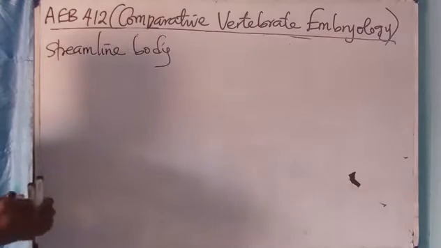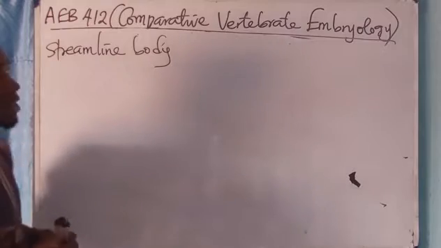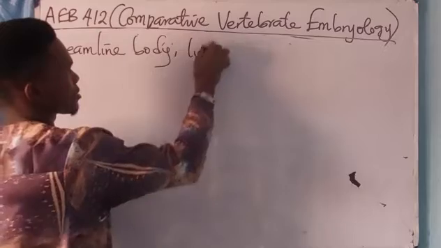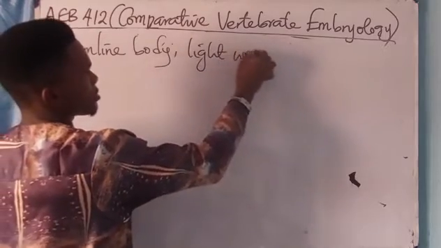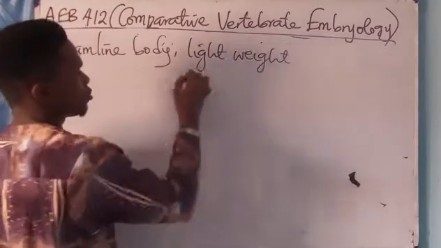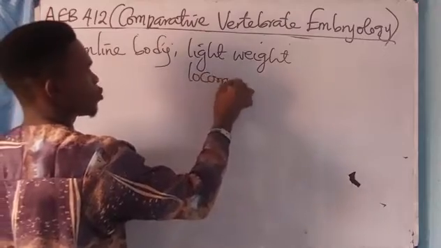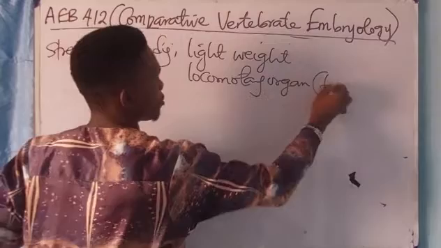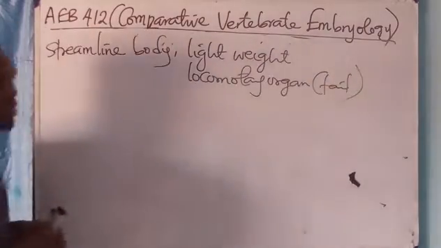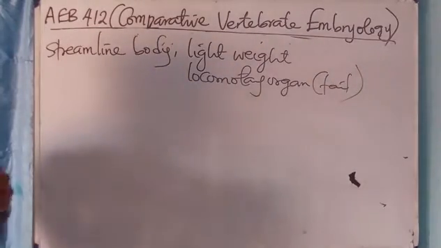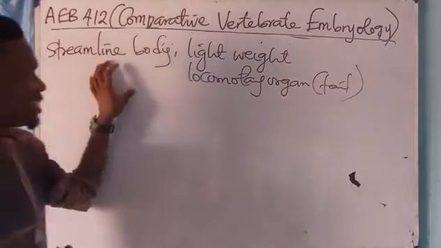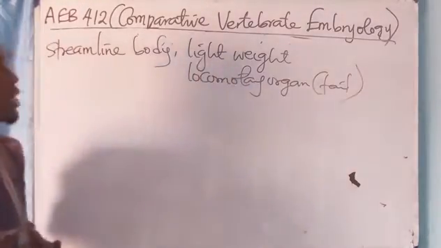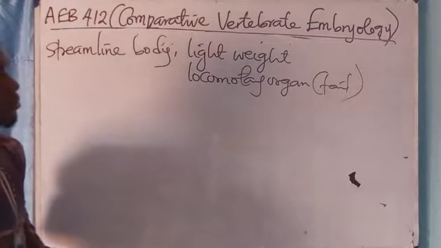For the sperm to move properly, it must have a streamlined body, and this is characterized by light weight and what? A locomotory organ, which is what? The tail or flagella, as the case may be. Take note of that. Now, the nucleus.